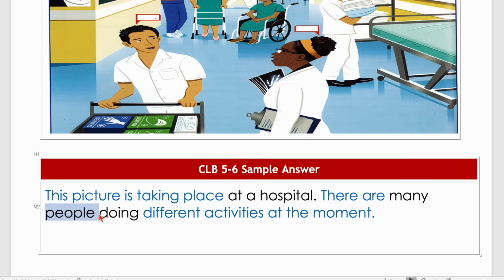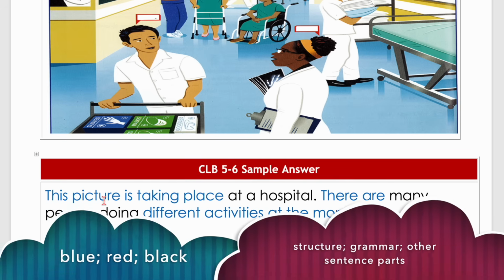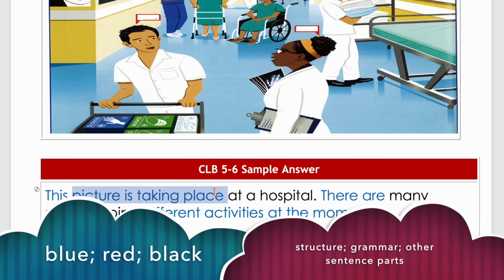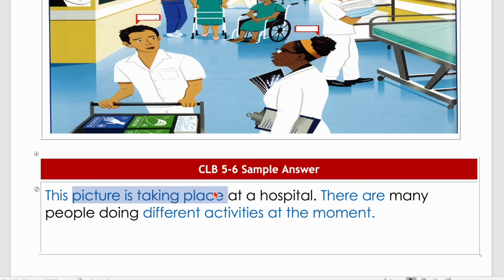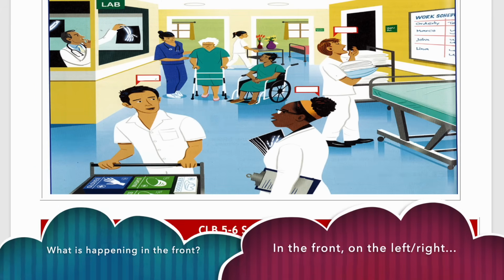Everyone, I want to remind you that I will be using color coordination: blue for structure and organization, red for the main grammar form, and black for everything else, okay? So these sentences are in blue because there's structure. Okay.